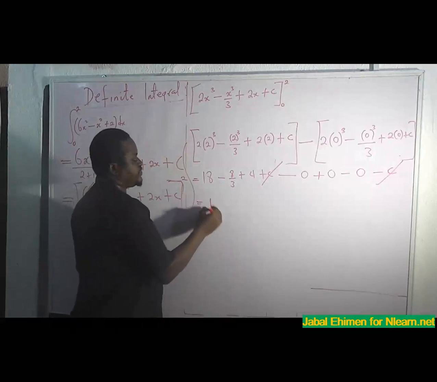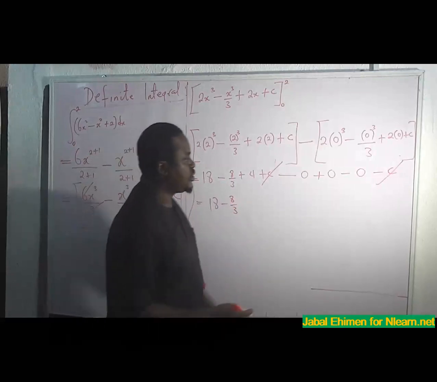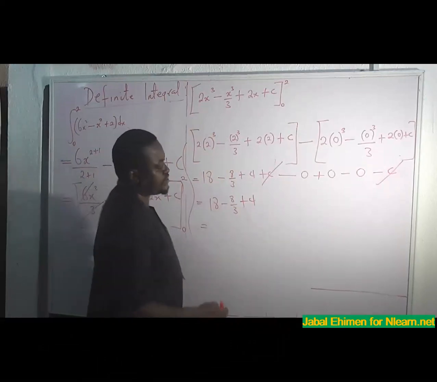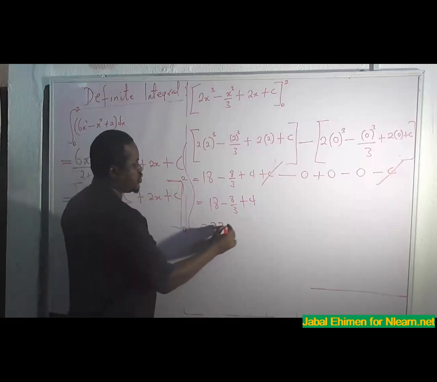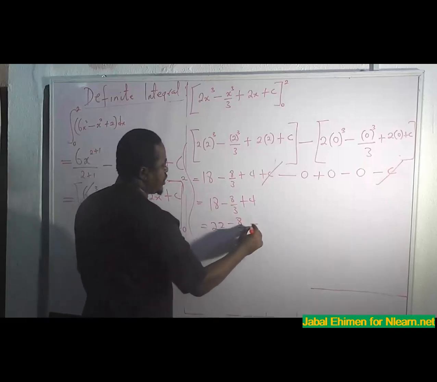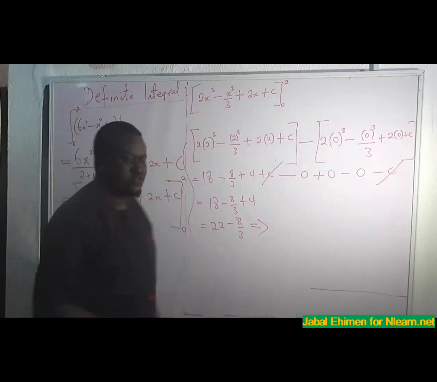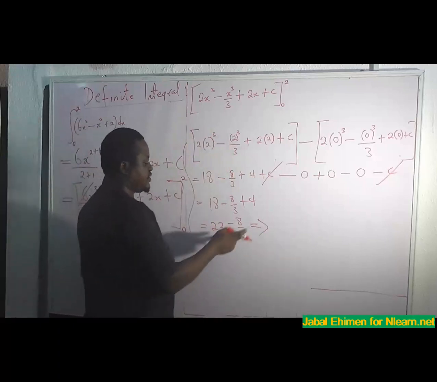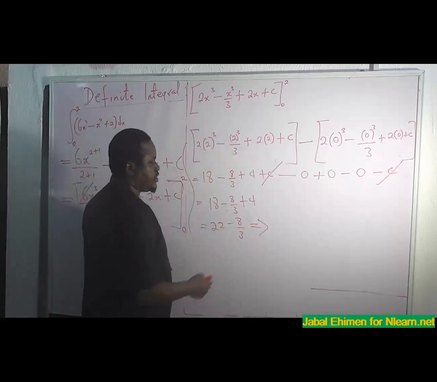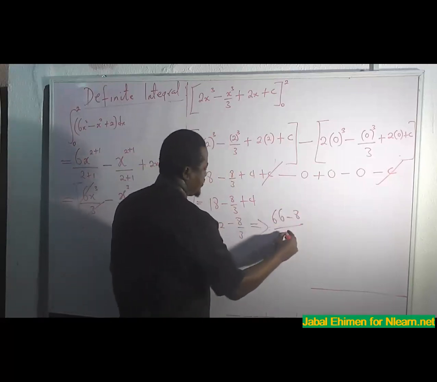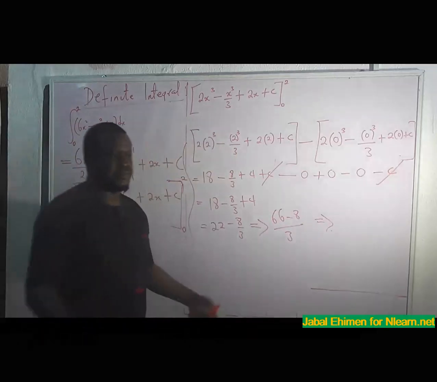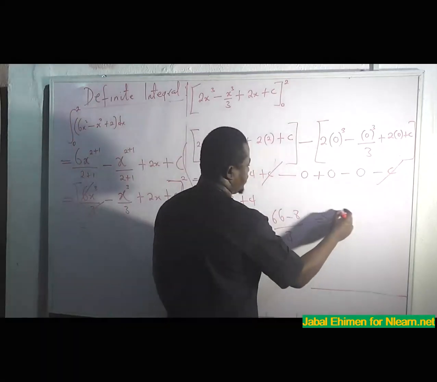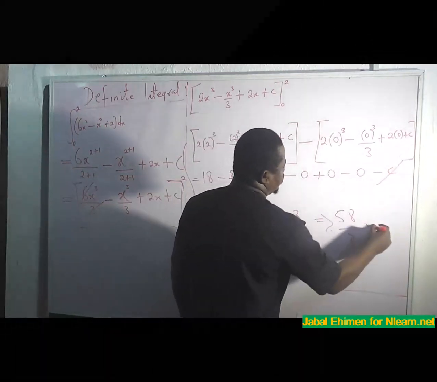So what we're having here is 18 minus 8 over 3. So every other thing here is gone. Plus 4. So surely 18 plus 4, and then that should be 22. Minus 8 over 3. And that will give us 3 times 20. That should be 60. Normally it's supposed to be 60. Actually it will be 58. So 58 over 3 units.